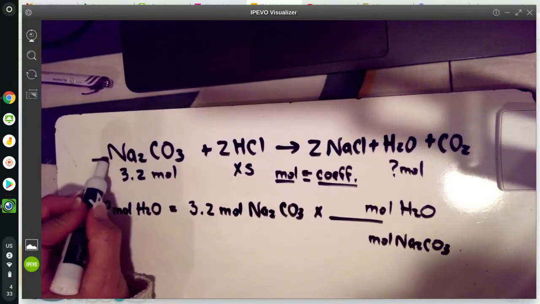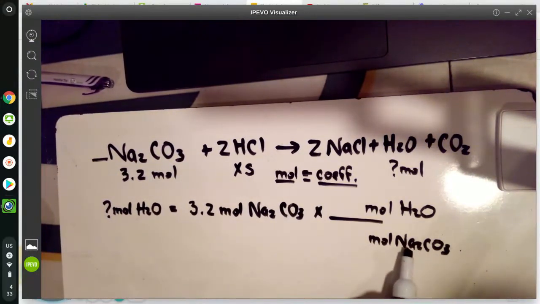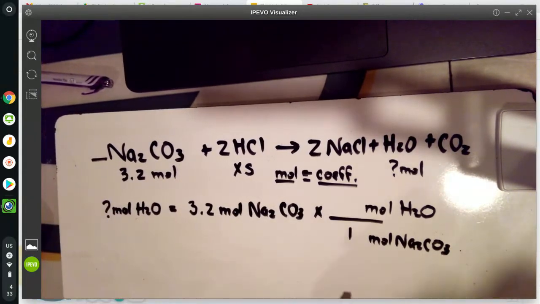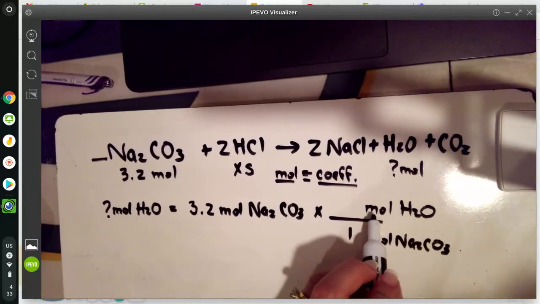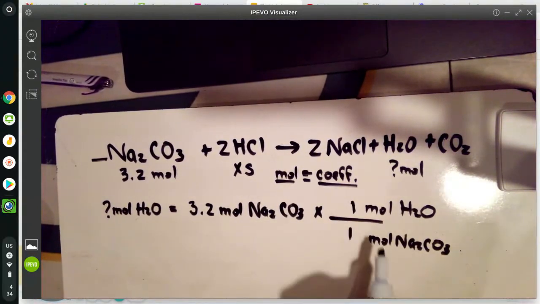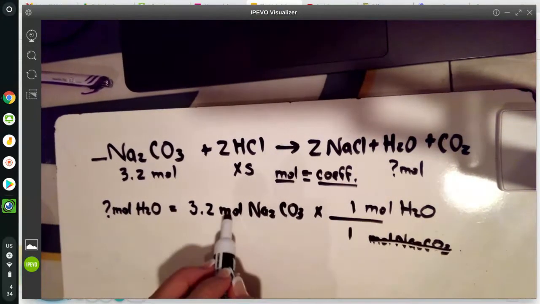All right, so let's take a look. I look at mole, code word coefficient. What's the coefficient in front of sodium carbonate? It's a 1 this time. So I put this here. Coefficient. So code word mole, coefficient. What's the coefficient in front of water this time? It's also a 1. Wow, this is boring. But we had to do that to make sure that we end up with the right answer.